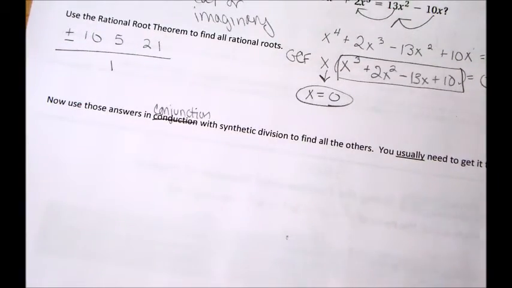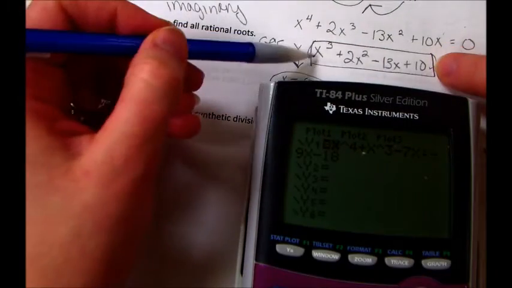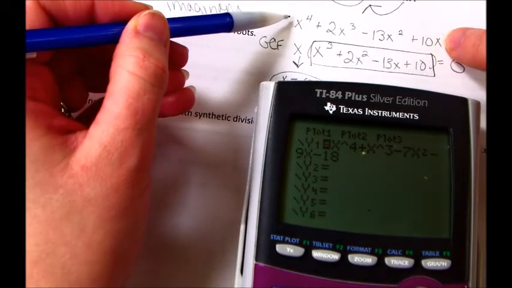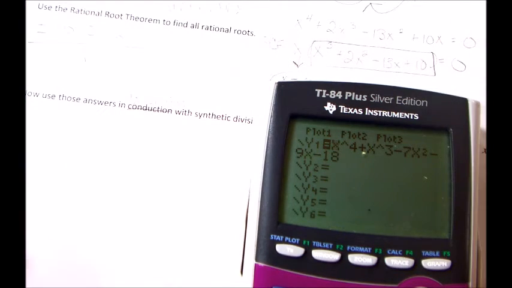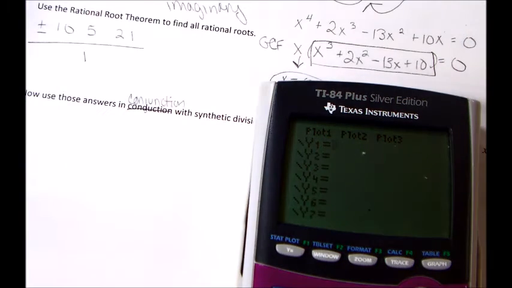I'm going to put this in my calculator under my y equals. Note, you could put this equation in there, or you can put this equation in there. It won't matter. If it's a 0 in this equation, then it's a 0 in that equation. I like to put the first equation in there because then I can verify my first 0.